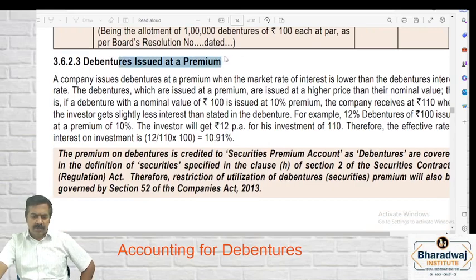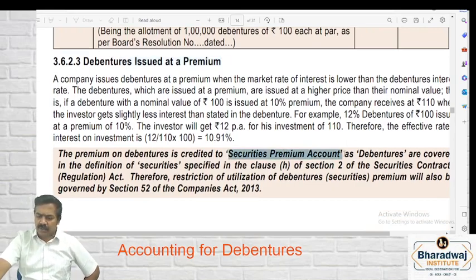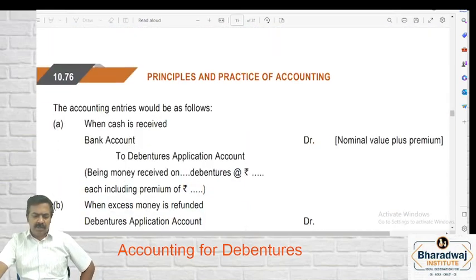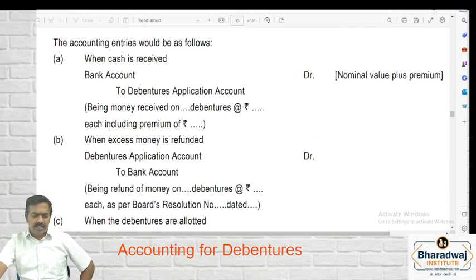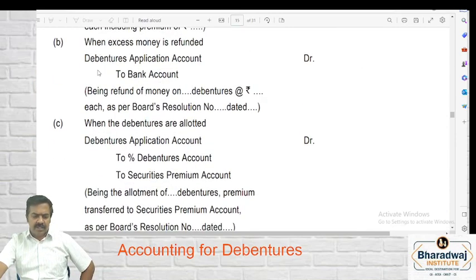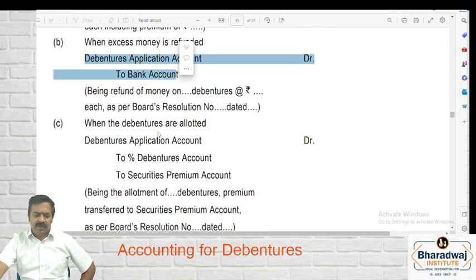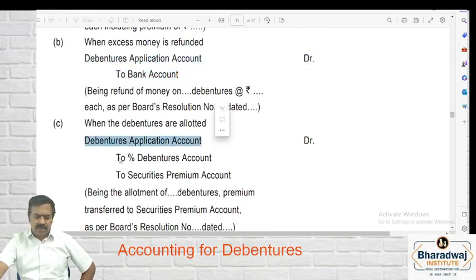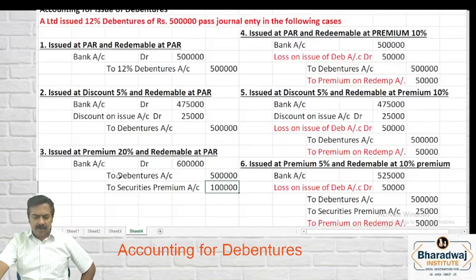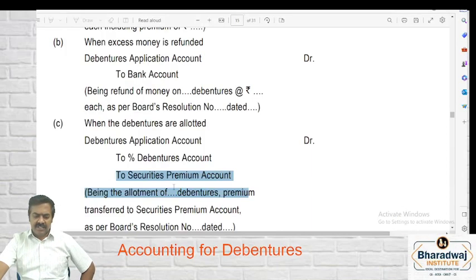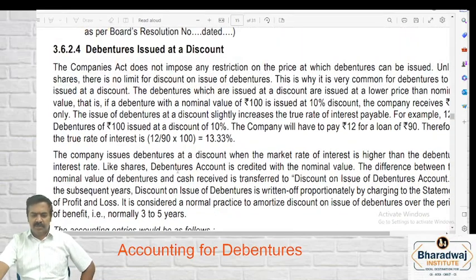Debentures can be issued at premium also. It will be transferred to which account? Securities premium account. When the money is received, bank account debit to debenture application, then the excess money is refunded. Debenture application account debit to debentures account and which account? Securities premium account. We would have passed a direct entry. Bank account debit to debentures to which account? Securities premium account, like that we would have issued.